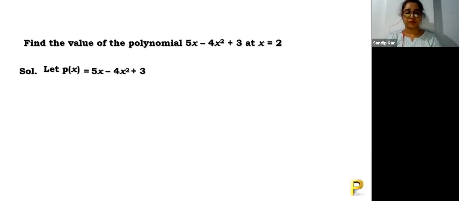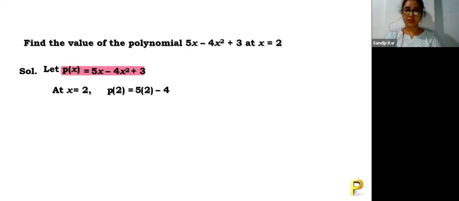Next, at x is equal to 2. So what is the question? You have to put 2 in place of x. So what will be p of 2 now? It will be 5 into 2 minus 4 into 2 the whole square plus 3.